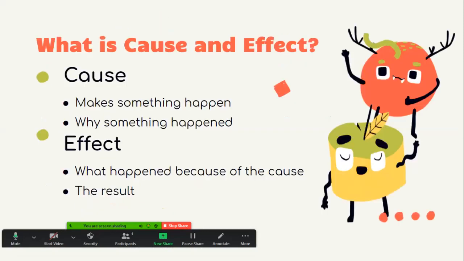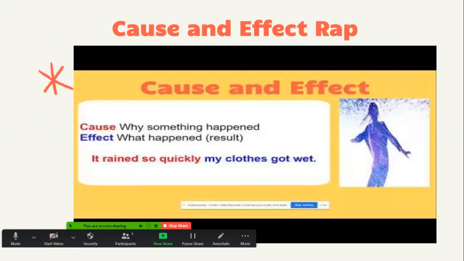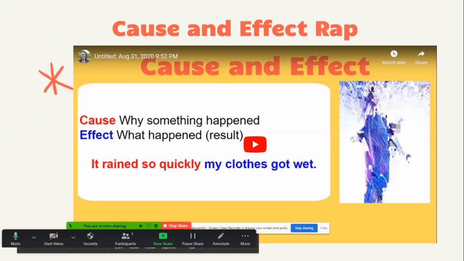What is cause and effect? Cause is what makes something happen. It's why something happened. In the sentence, the effect is what happened because of the cause, or the result. Let's look at a little video or rap to explain it further.